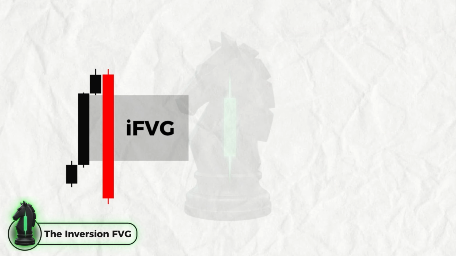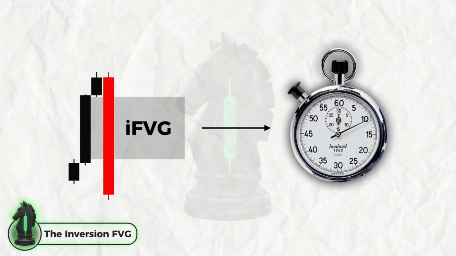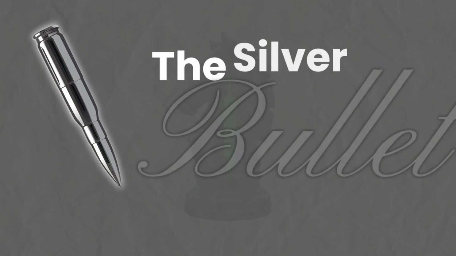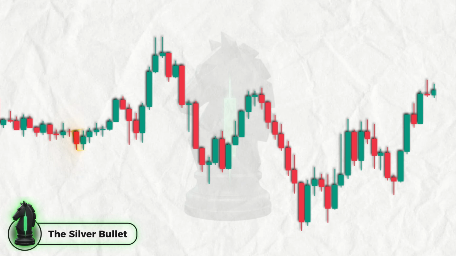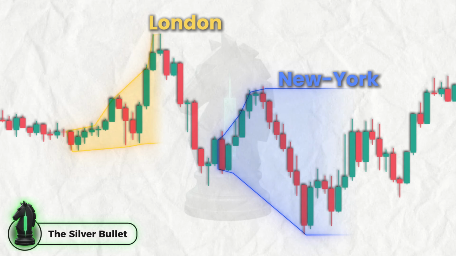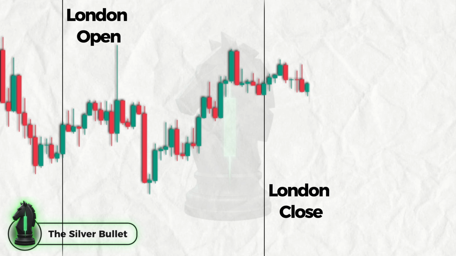Once you understand traditional and inverted imbalances, you can deploy time-based execution models. The most consistent is the silver bullet. This mechanic is engineered strictly around specific algorithmic volatility windows during the London and New York sessions. To execute the silver bullet, your chart must be perfectly synchronized with the clock.